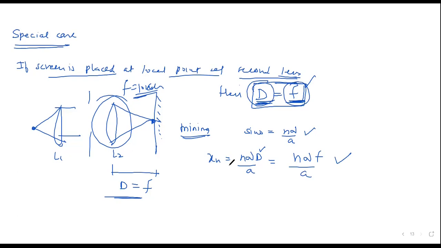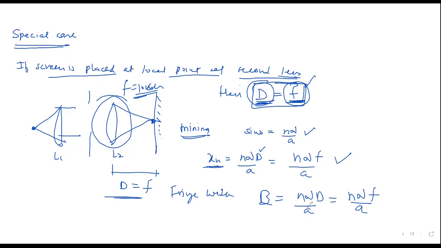Like this, the linear position of your nth minima. The same you can write for your maxima also. Suppose you want to write the fringe width. Then how do you write the fringe width? Fringe width beta you wrote as beta equal to lambda D by a. This is the fringe width. So suppose the focal length is given, then it becomes lambda f by a.